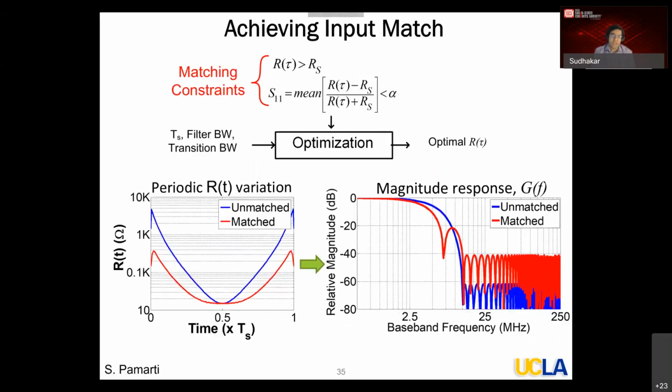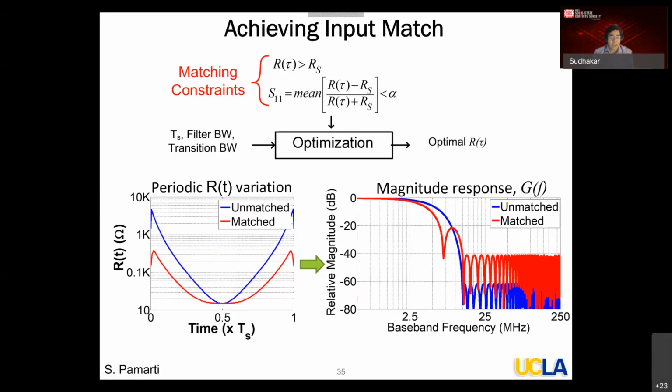Okay, so I have done this optimization, and here is an example. The blue curves correspond to the R of t variation when I did not have a constraint. The red curve is when I have this S11 constraint. Clearly, as you can see in the bottom left figure, the R of t variation is smaller now, so that I can possibly meet the S11 constraint. But the circuit still works. Of course, the effective filtering I get is not as sharp now. The stopband attenuation is not as good. It's only 40 dB now. But in principle, I can do it.